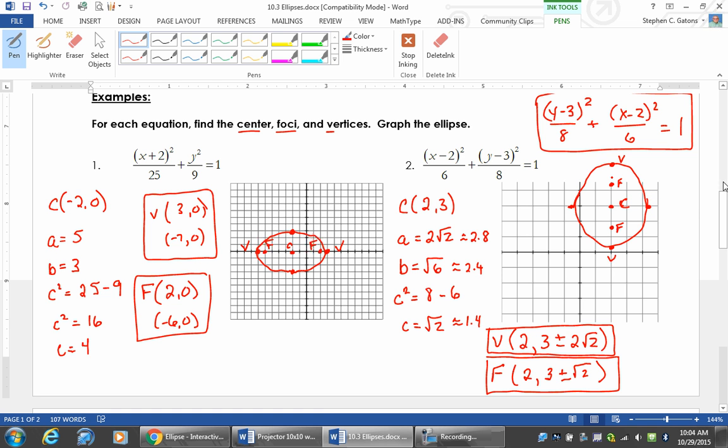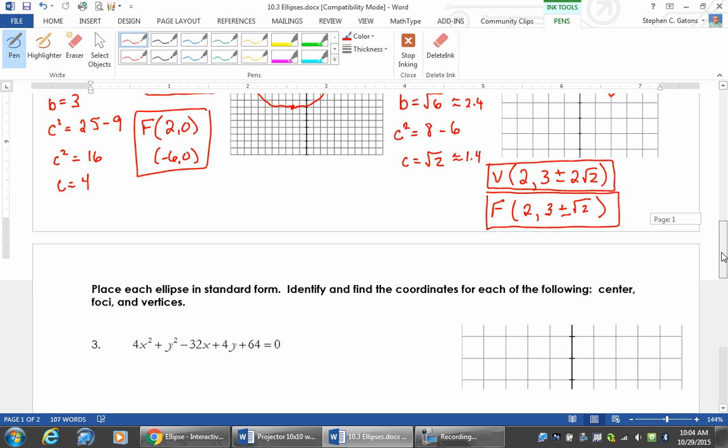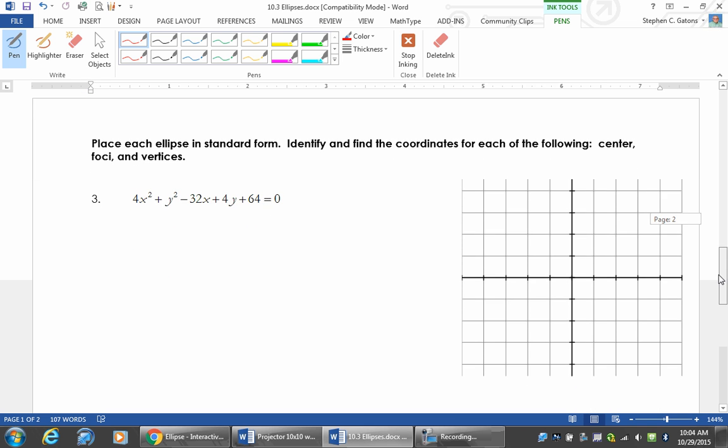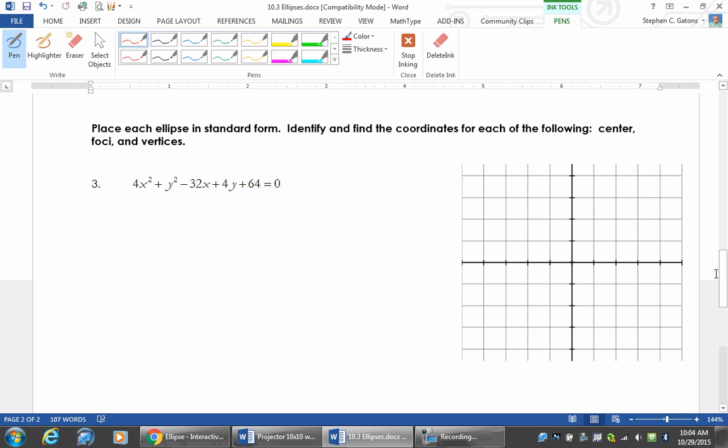Okay. All right, so the next two are not in standard form. That's going to be your first step. Identify the center, the foci, and the vertices.